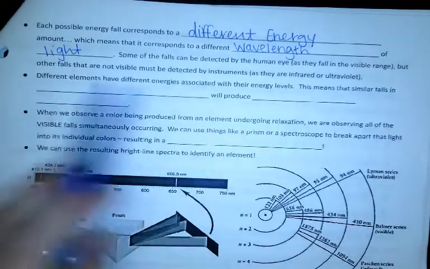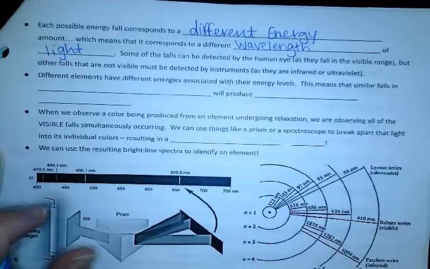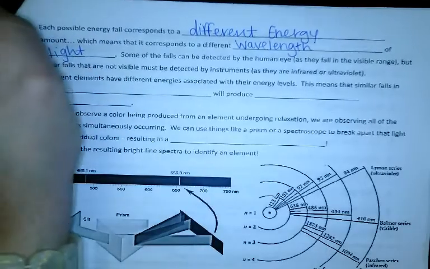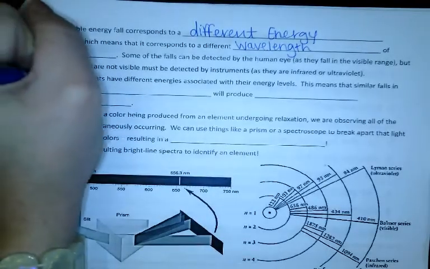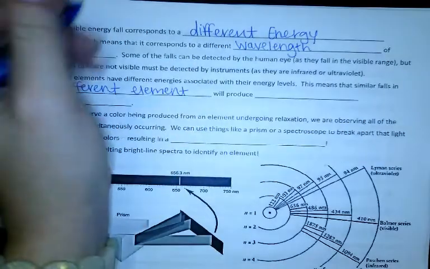Now, different elements have different energies associated with their energy levels. This means that similar falls in different elements will produce different light.